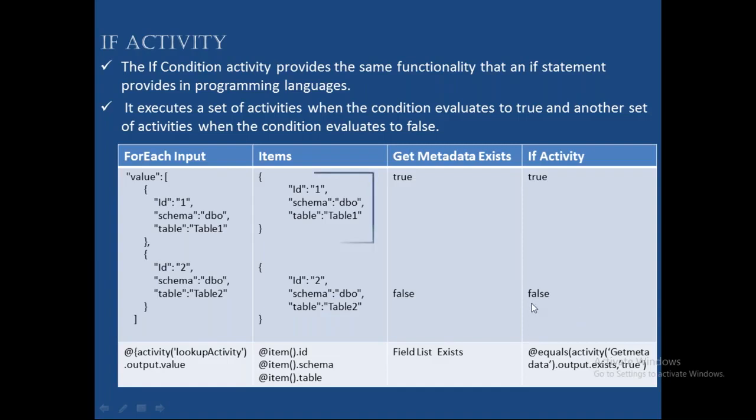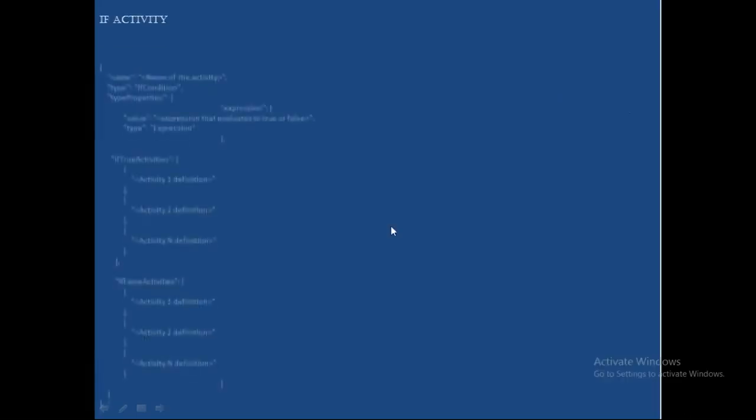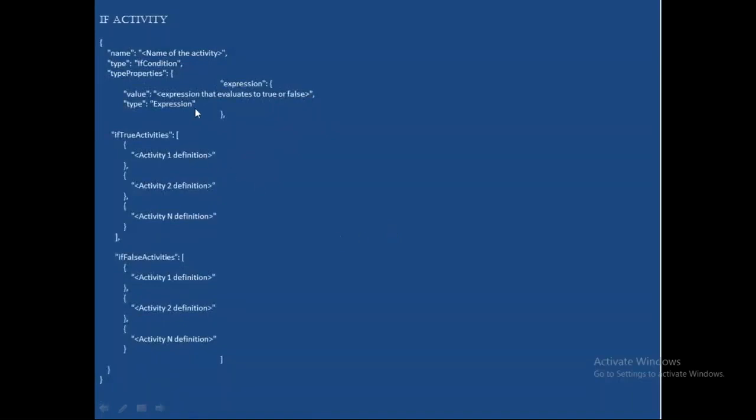Okay, clear? See, this is your first item. This is your second item. So one by one item you are going to check. So in the if activity, as we discussed, if it is true, then it is going to execute the true activities. If it is false, it is going to execute the false activities. The false activities it will execute if the condition evaluates to false. If the condition evaluates to true, then you are going to execute the true activities.